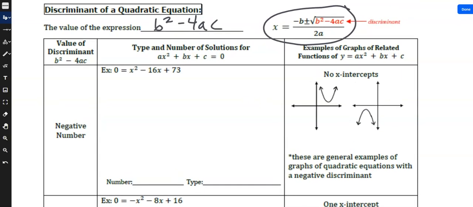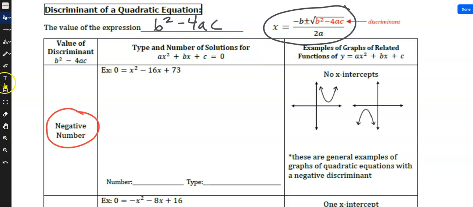Okay, if this discriminant is negative, which we have talked about recently, you have learned when a number under a radical is a negative number, then that tells me that we're going to have imaginary numbers.